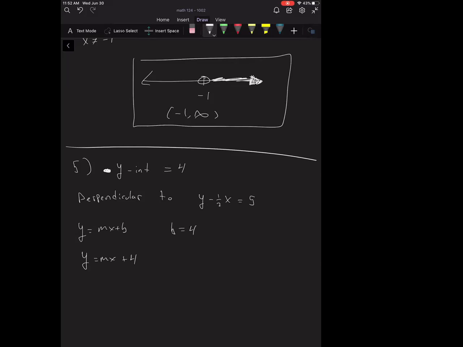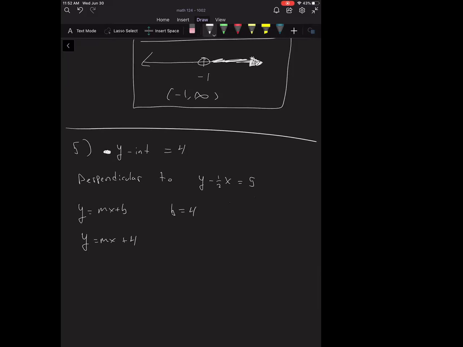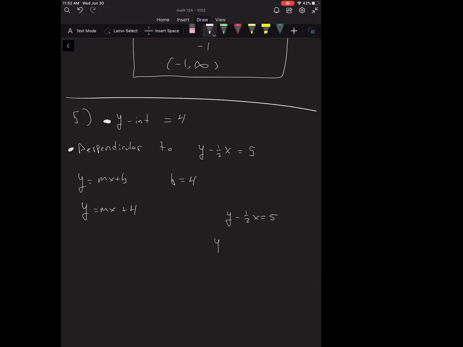Now we need to find our slope, but we're told that we're perpendicular to this line. So we need to find the slope of this line, and we're going to take the negative reciprocal. The easiest way to find the slope of this line is just to put it into y equals mx plus b form. So we have y minus 1/2 x equals 5. If we just add that 1/2 x over, we get y equals 1/2 x plus 5. So the slope of this line is equal to 1/2.